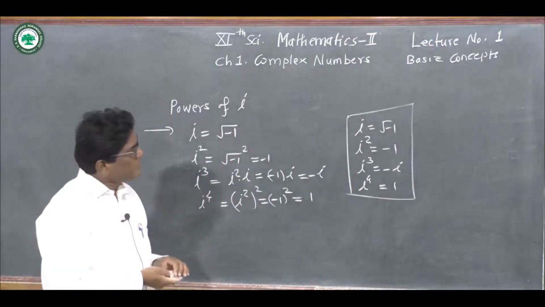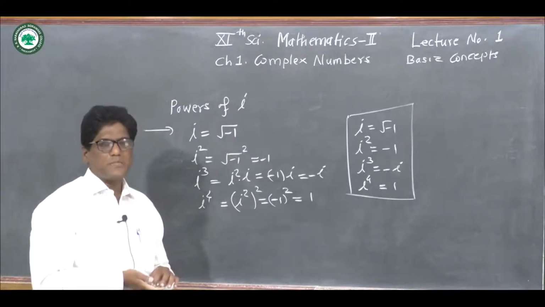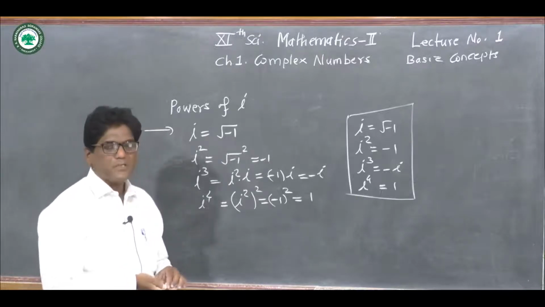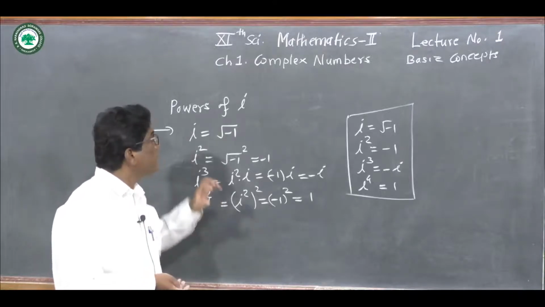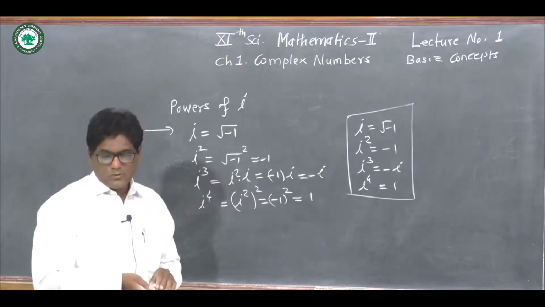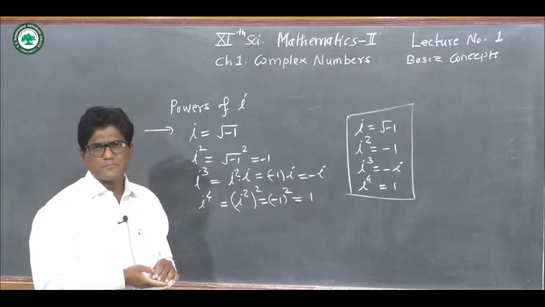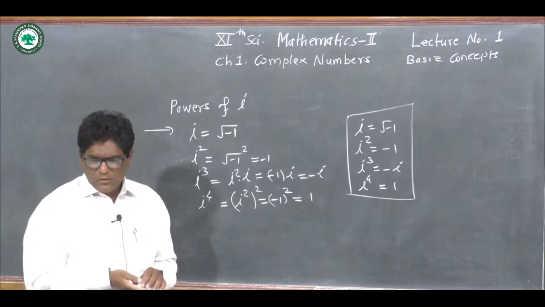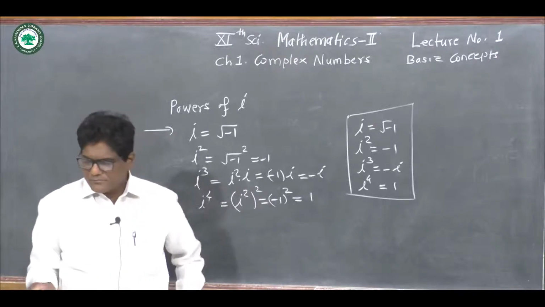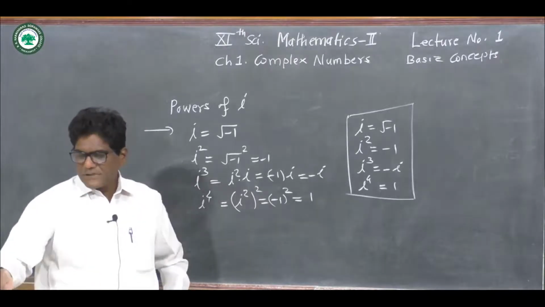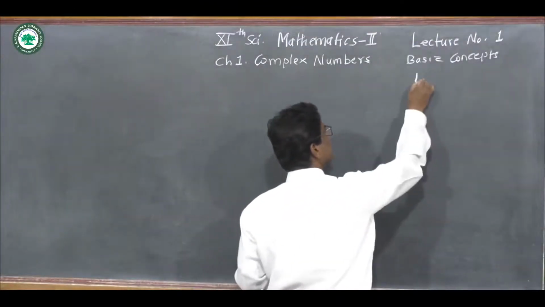Now we have seen equality of two complex numbers, addition of two complex numbers, subtraction of two complex numbers, how to find the conjugate of a complex number, multiplication of complex numbers, and powers of i. Now only division is remaining. We will see this division while solving the problems. So in this way we have completed all the basic concepts of complex numbers. Now let us start Exercise 1.1.